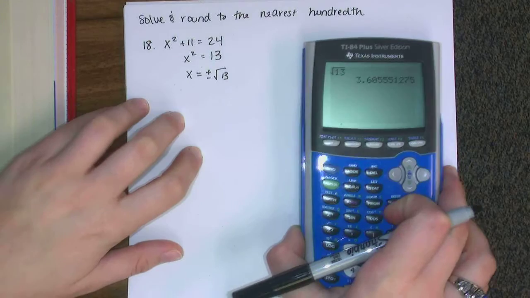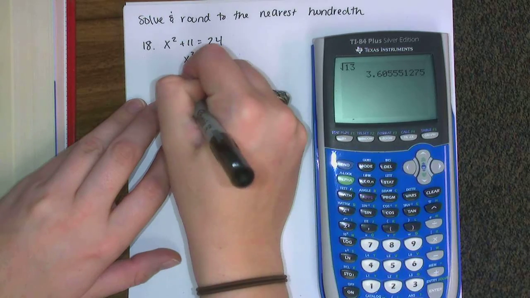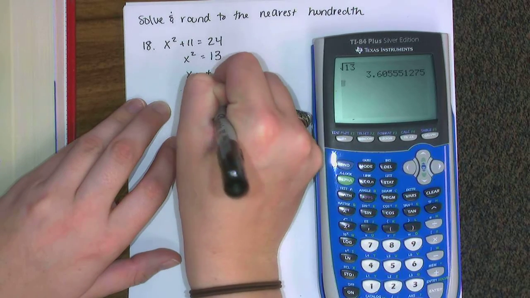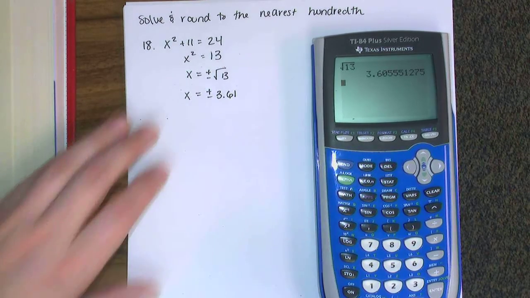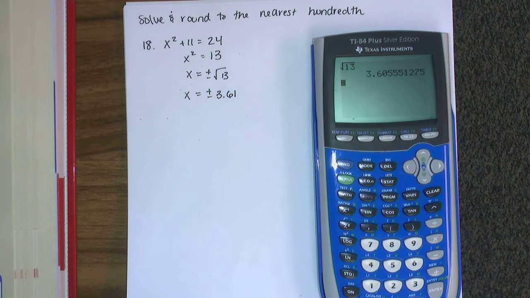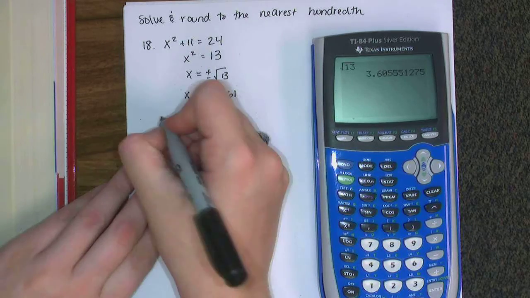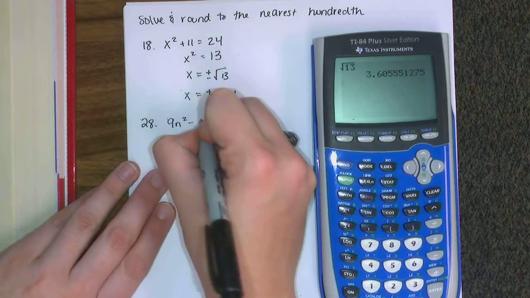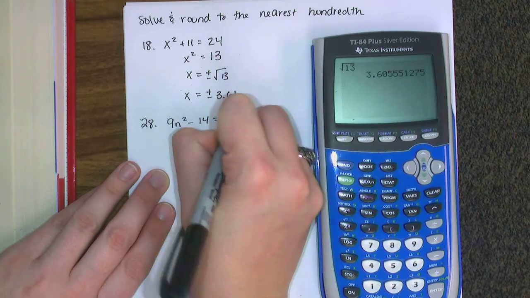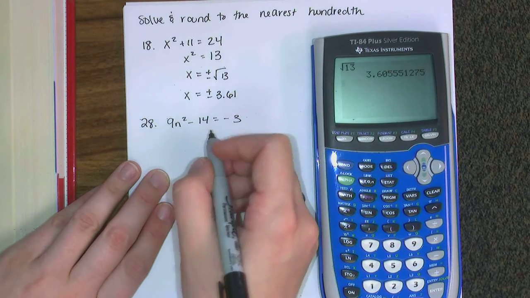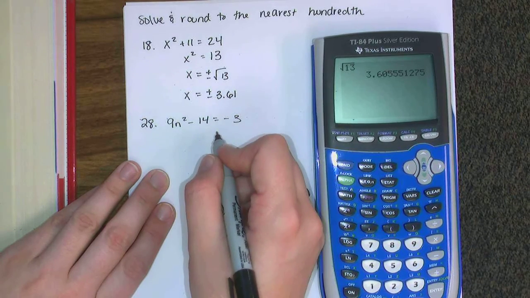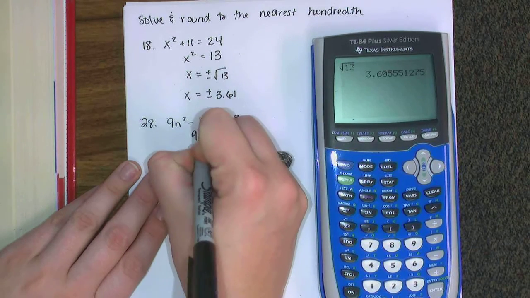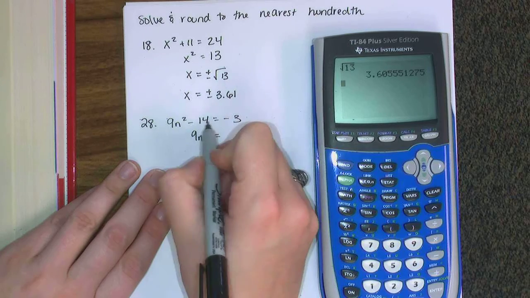Alright, let's do one more. Let's do one that's a little bit more involved. Number 28, 9n squared minus 14 is equal to negative 3. The first thing I need to do is add the 14 over. So 9n squared is equal to negative 3 plus 14, which is positive 11. So n squared is equal to, I need to divide by 9, 11 over 9.